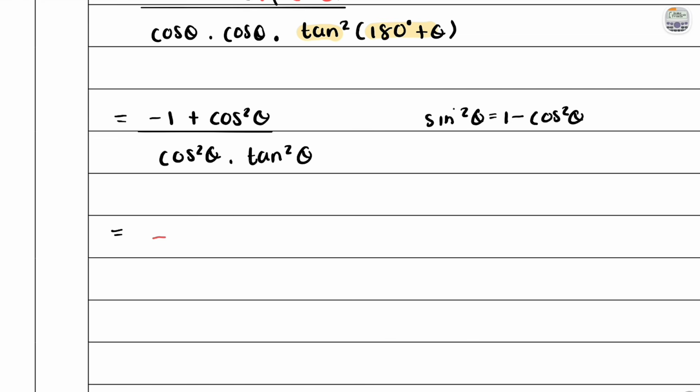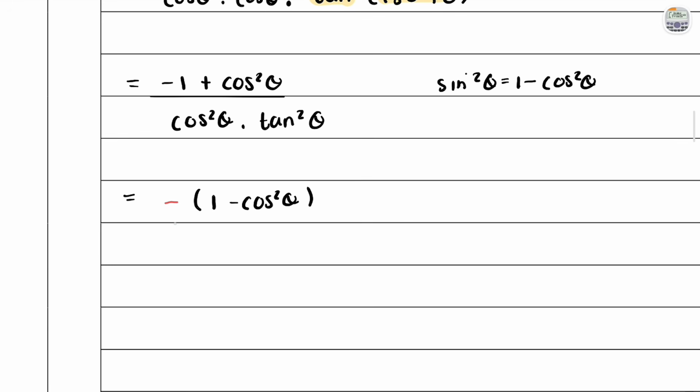If we take out that common factor of negative 1, what are we left with? Negative 1 divided by negative 1 is positive 1. And if you divide, you get negative cos squared theta. And there we go. Now they look alike. So we can replace that with sine squared theta.